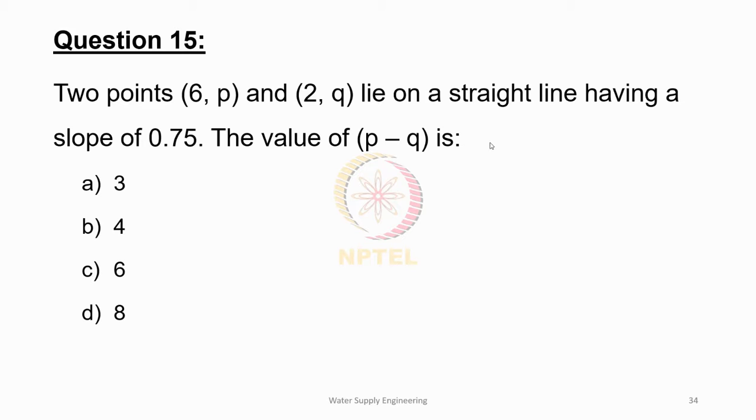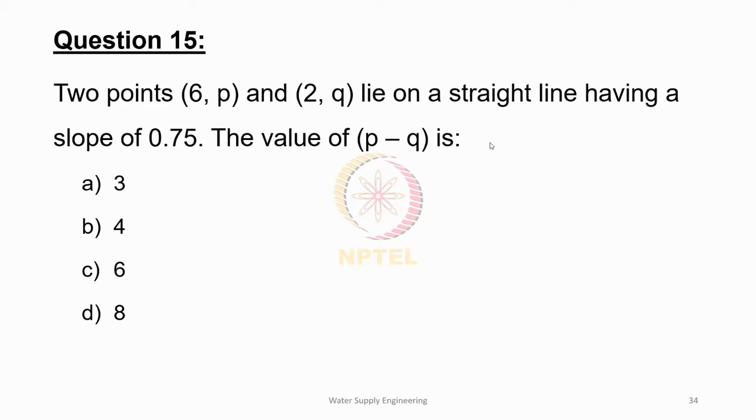So we have 2 points with the coordinates 6 comma p and 2 comma q. It's given that they lie on a straight line which has a slope of 0.75. If it is so, what is the value of p minus q? Option A 3, option B 4, option C 6, option D 8.